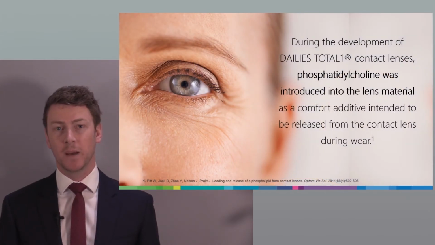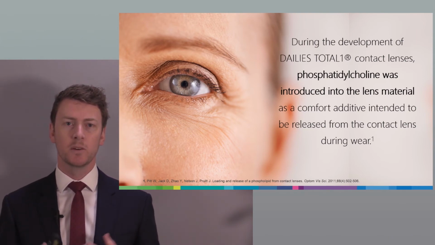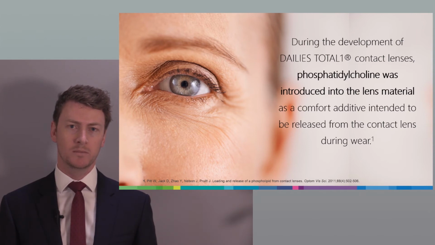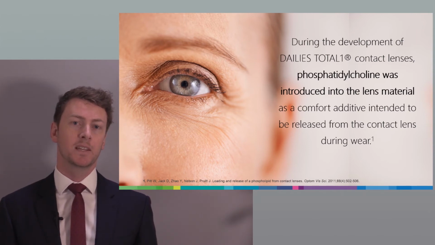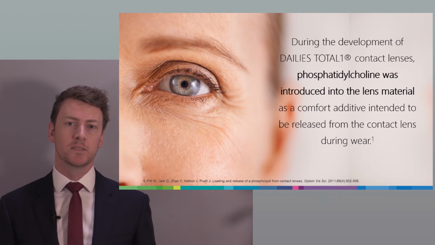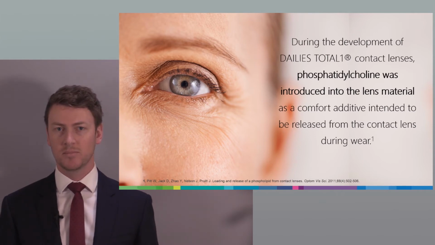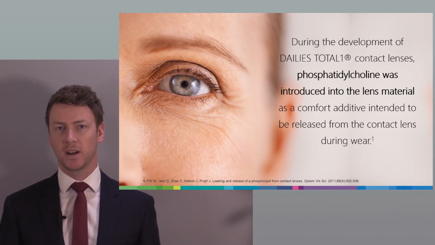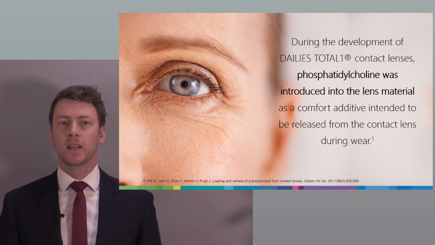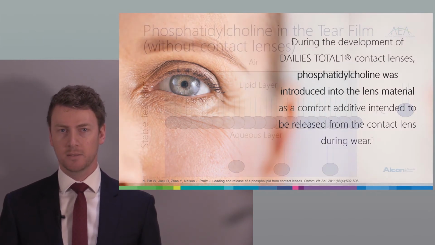So, perhaps, and that's what the researchers at Alcon thought too. So when they were developing and designing Dailies Total 1, they designed it so that it would contain phosphatidylcholine that's released from the lens throughout the day, as needed via an osmotic gradient. So let's just have another look at what that process might look like.